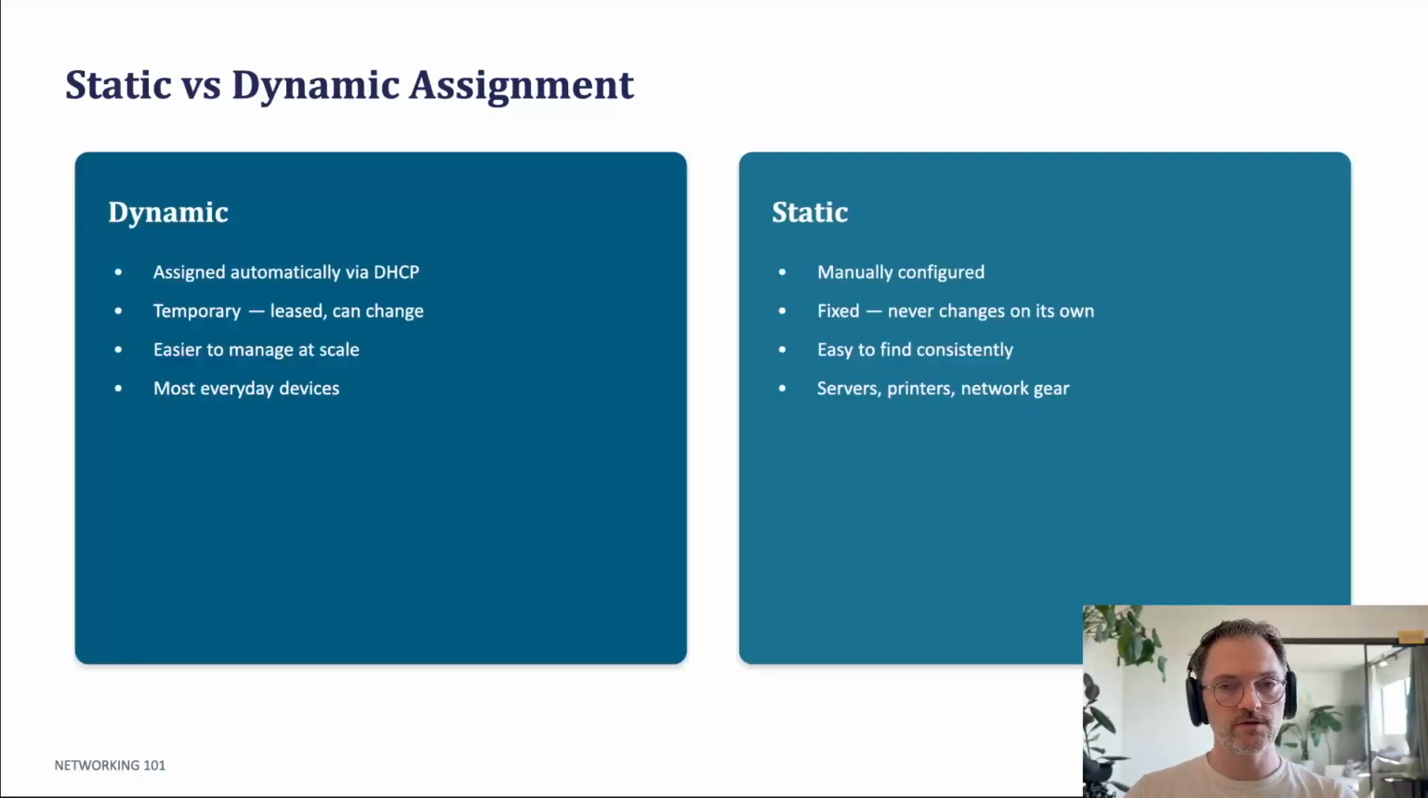There are 2 ways for a device to get an IP address, statically or dynamically. With dynamic, the address is going to be automatically assigned through a process called DHCP, Dynamic Host Configuration Protocol. A dynamic address is temporary, it's leased, and can change. Dynamic addressing is much easier to manage at scale and is used for most everyday devices. Static addressing is all manually configured. They're fixed, they never change on their own, and they're easy to find consistently. These would usually be assigned to servers, printers, network gear, stuff that you want to know what the address is on the network at all times, and you don't want to worry about it changing.